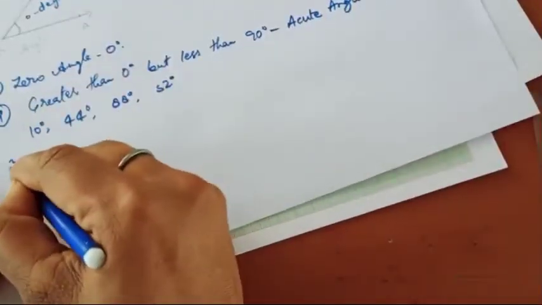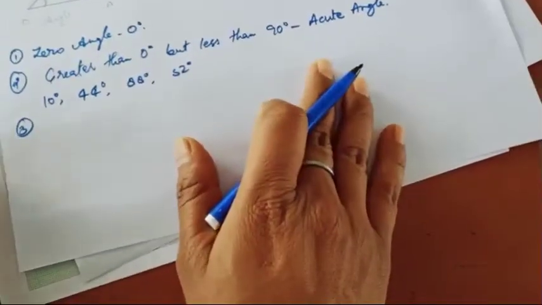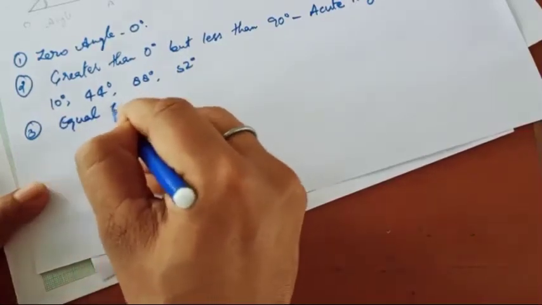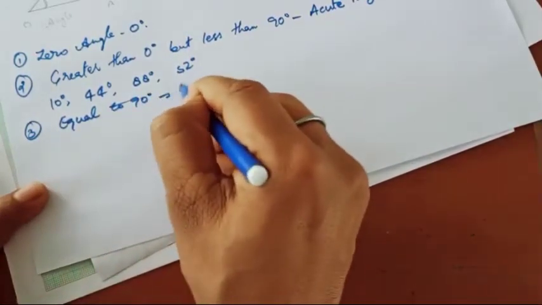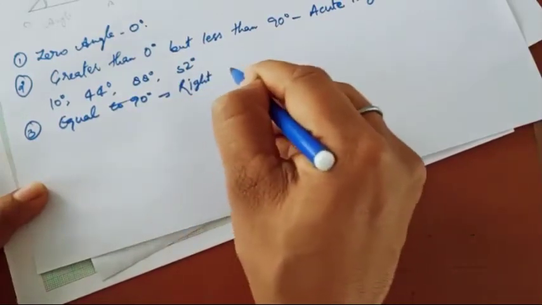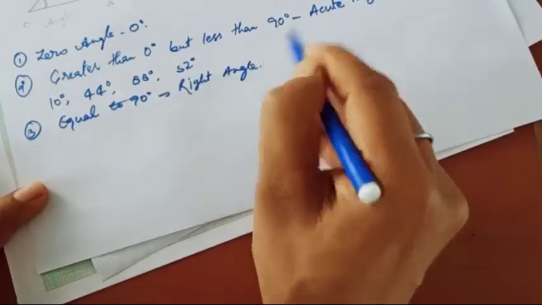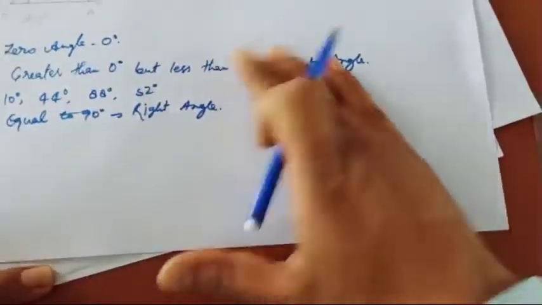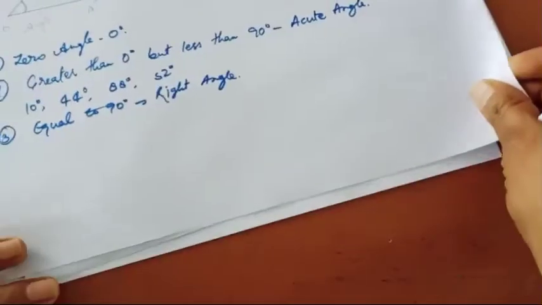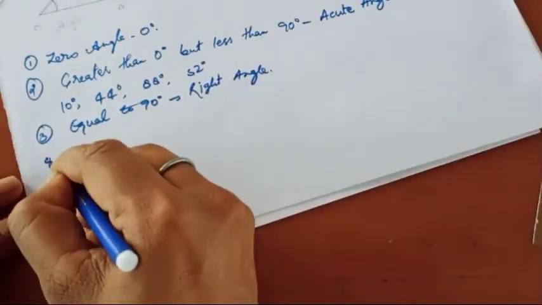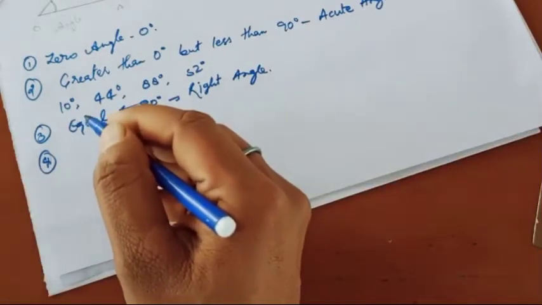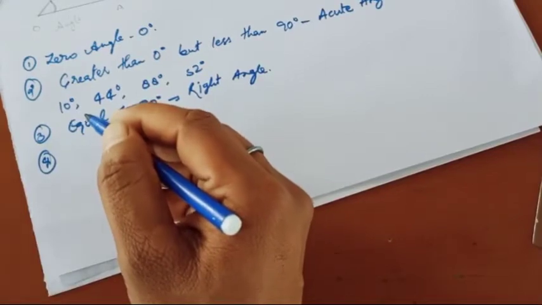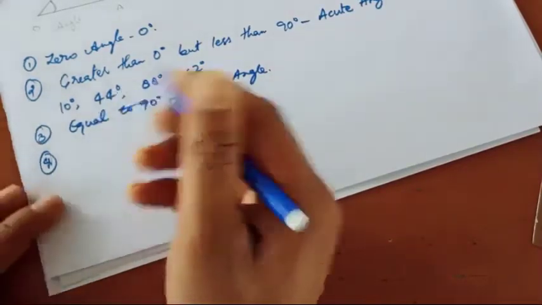But if you write an angle exactly equal to 90 degree, this is called right angle. What do we call, my dear children? Right angle. I will draw all and I will show you one by one. Next is when the angle is greater than 0 degree but less than 180 degree. That is not in your syllabus, so you should know up to this much only.